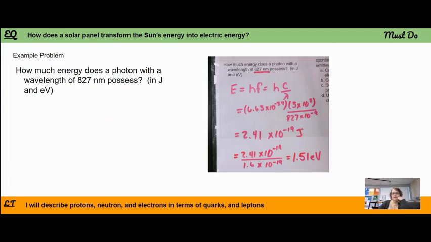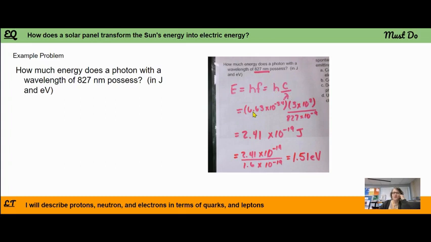Okay, so let's look at an example. How much energy does a photon with a wavelength of 827 nanometers possess? And remember, nanometers is times 10 to the negative 9. Okay, so we're going to say that E is equal to h times the frequency. Remember that we could also say that it's h, Planck's constant, times the speed of light divided by the wavelength. So we're given the wavelength, so we're going to use that second half.